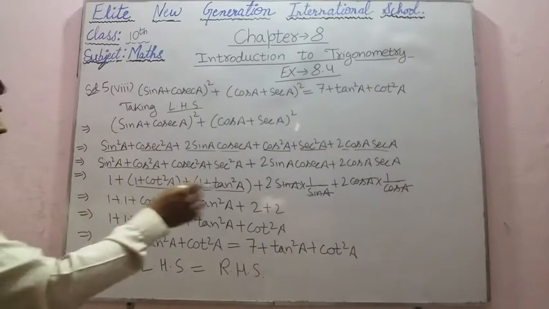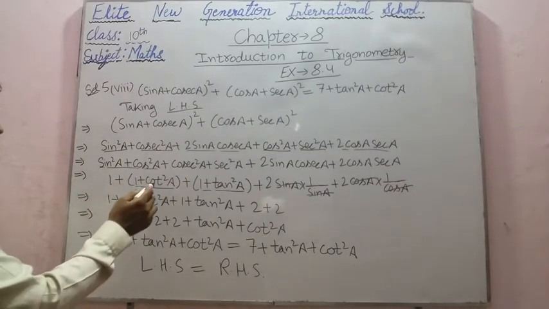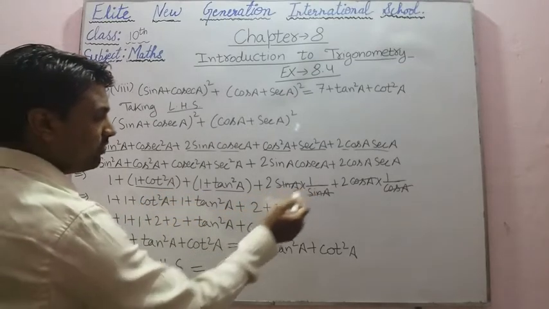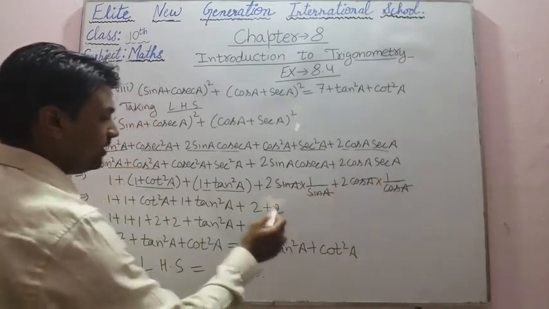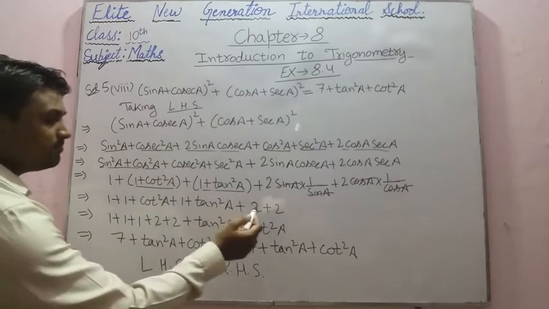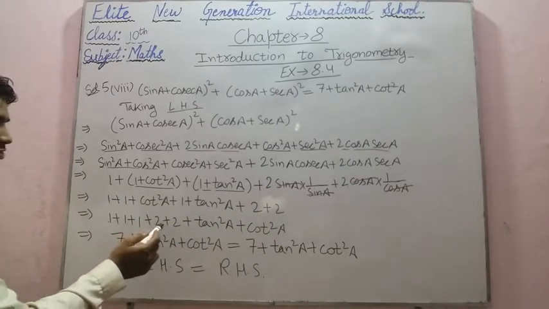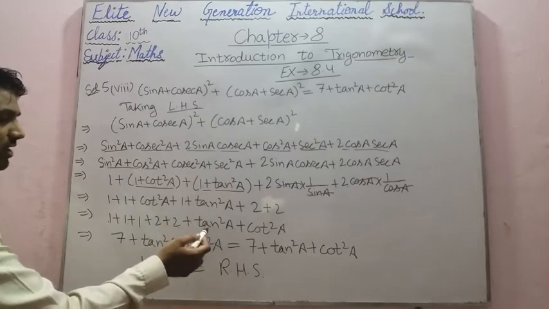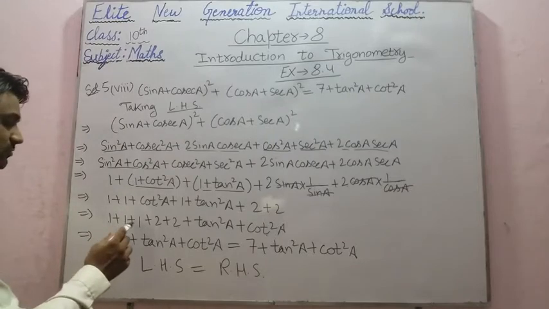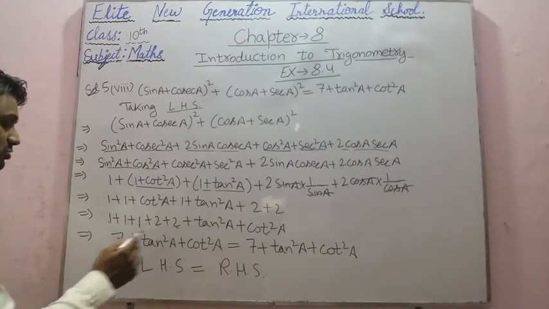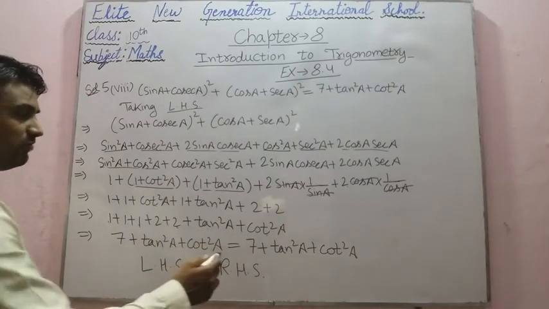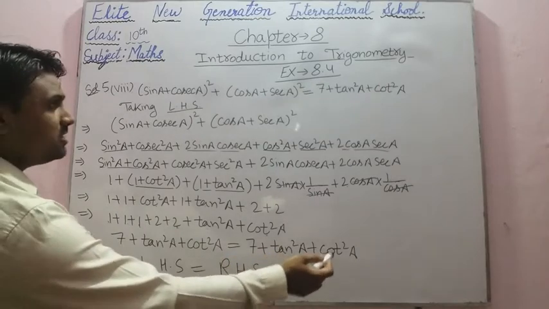Now after this we can open this bracket, so it will be 1 plus 1 plus cot square a plus 1 plus tan square a plus 2 into 1 will be 2, here also 2 into 1 will be 2. Now we can write all these numbers, that is 1 plus 1 plus 1 plus 2 plus 2, and from here we can write tan square a, and from here we can write cot square a. Now adding all these, 1 plus 1 plus 1 is 3, 3 plus 2 is 5, and 5 plus 2 is 7. So it will be 7 plus tan square a plus cot square a.